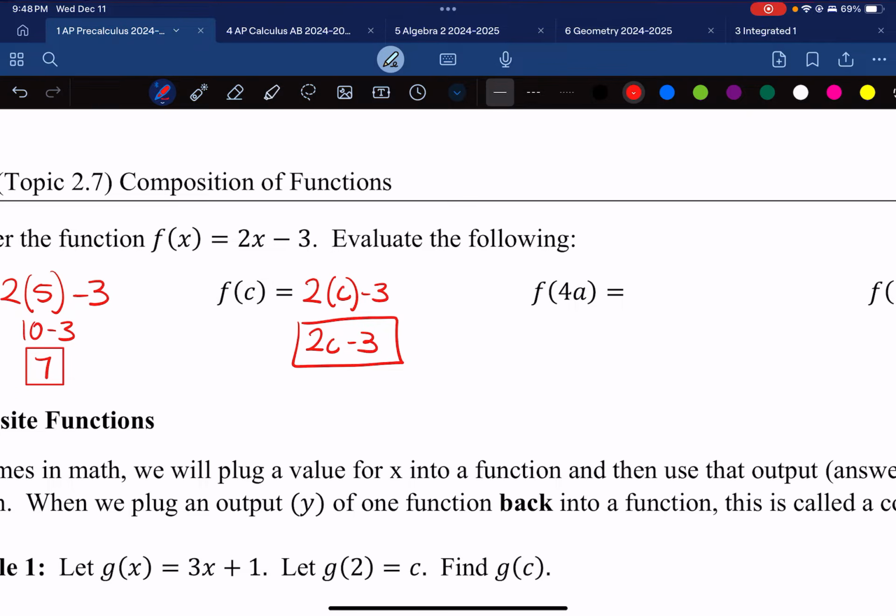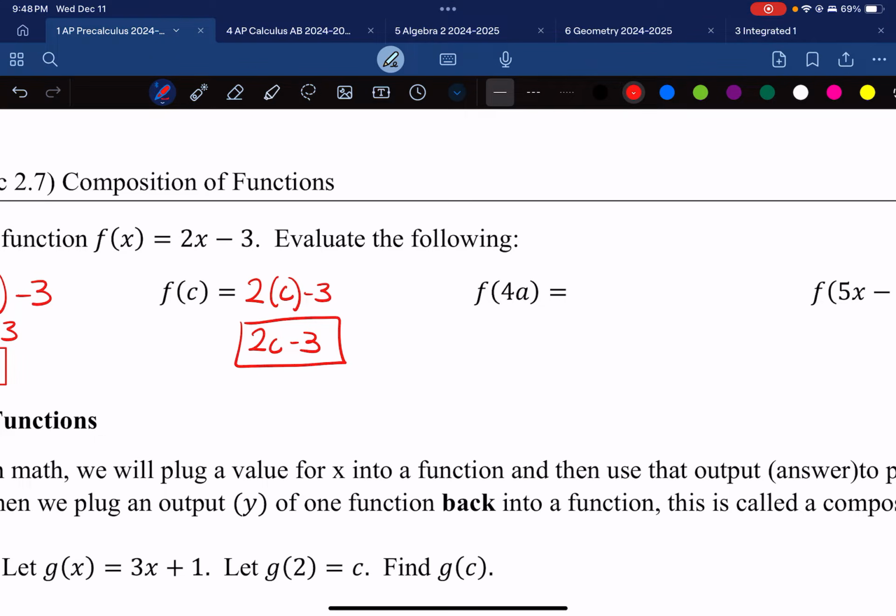When I'm plugging in 4a, the main practice here is you're going to rewrite this exact expression, but in the place where you have an x, leave an empty slot. That will help you in the future. So this is going to say 2, and there's my x, and I say minus 3. Notice how I'm setting it up. This x is just an empty container ready to plug in whatever I want.